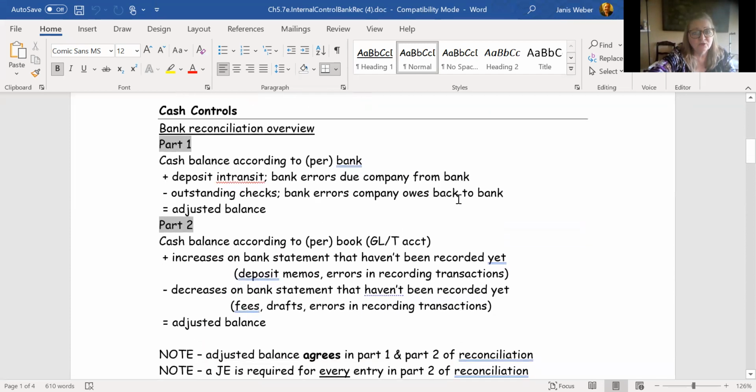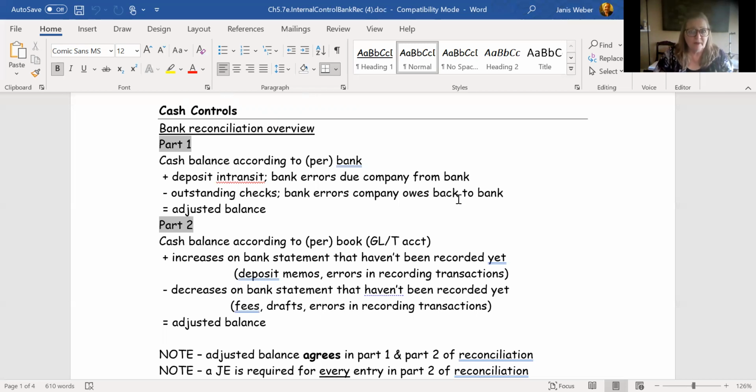Then for cash controls, the bank reconciliation is really the only cash control that we're going to talk about here. There are also cash controls involving petty cash that we're not going to spend a lot of time on, but they are important also. But the bank reconciliation is the one we're going to focus on for the moment. Basically, there are two parts to the bank reconciliation, the book side and the bank side. So the first part we'll talk about is the bank side.